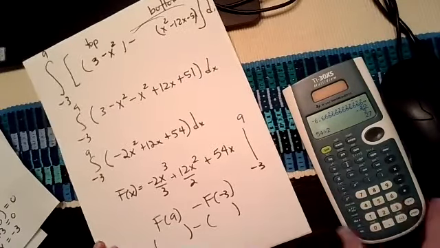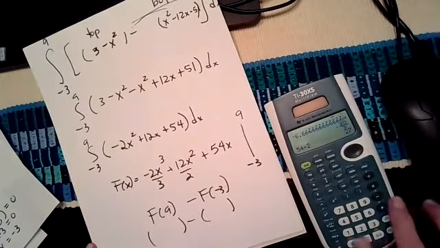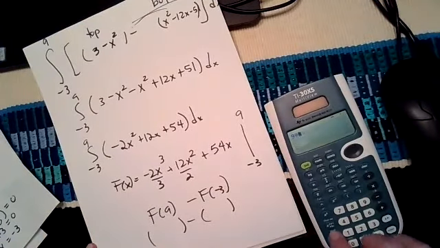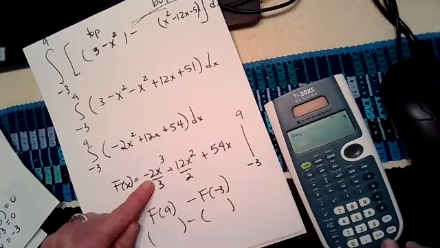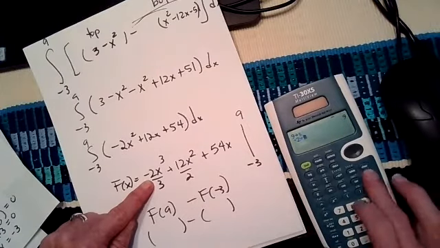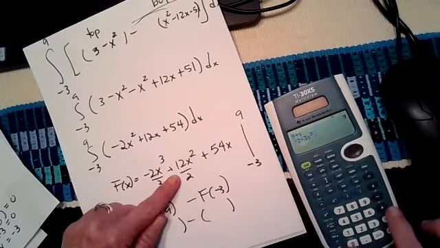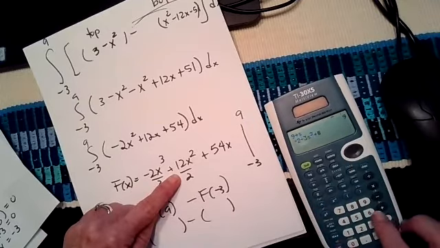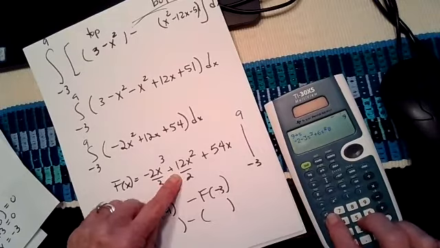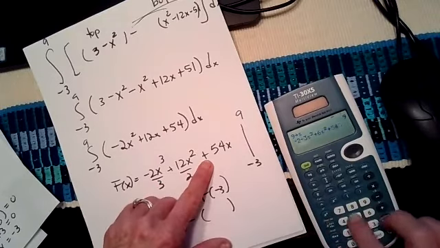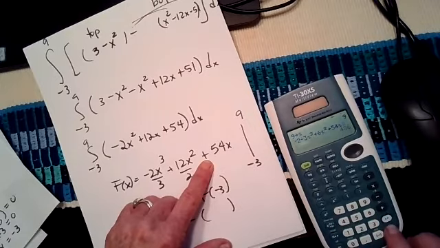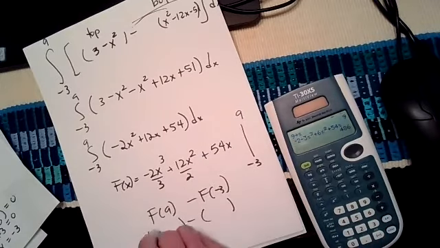Let's do 9, store for X and enter. And plug in my antiderivative, negative 2 divided by 3, X to the 3rd, plus 12 halves is going to be plus 6X squared plus 54X. And then I get 486.